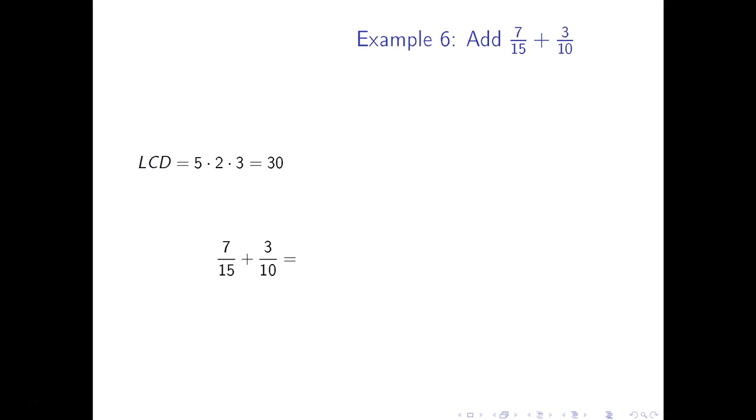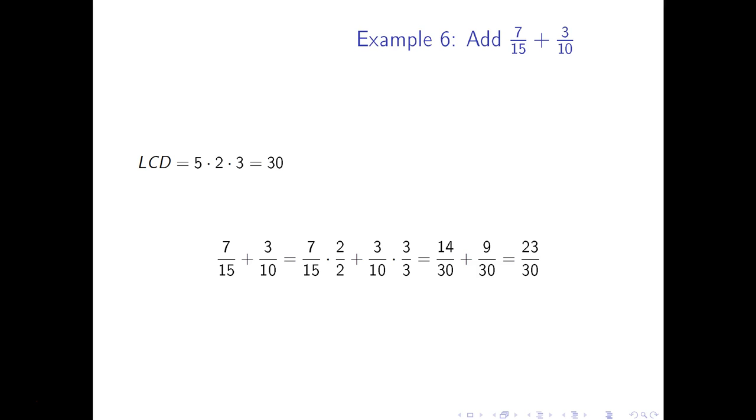When it comes to adding them, we've got to modify. So 7/15, we can multiply by something. And I just said 15 times 2 is 30, so I multiply this by 2 over 2. And 3/10 by 3 over 3. So if I multiply those, you should end up with 14/30 plus 9/30. Add them together. 14 plus 9 is 23/30. You can check, but there is no way to reduce that because 23 is a prime number, so you can't factor it.